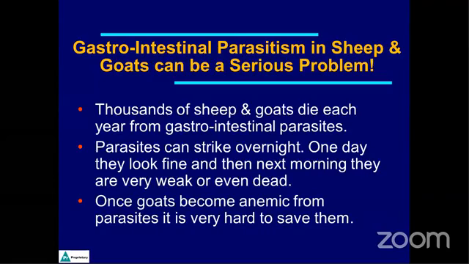With sheep and goats, it's a lot different than cattle in that we lose thousands of sheep and goats every year from parasites, and of course, it's one of those things that can strike just overnight. One day your animal looks fine, next day they're weak or even dead. So one of the things we want to do is stay ahead of that with our fecals and our treatment strategies, and that's what I'll be spending most of my time on, treatment and how we can overcome this, because we want to prevent this anemia. Once they get into that anemic state, it's very, very difficult to save them.